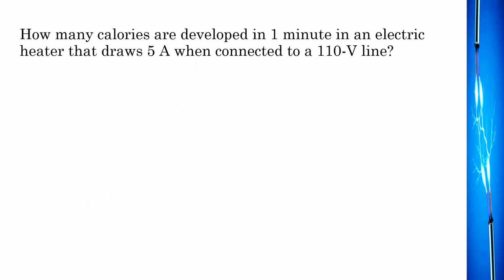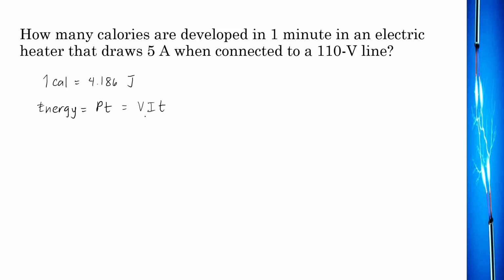Okay, now let's proceed to this one. How many calories are developed in 1 minute in an electric heater that draws 5 amperes when connected to a 110 volt line? Take note, the calorie is a unit of energy. Its conversion with respect to joules is 1 calorie equals 4.186 joules. To get the energy, I first get the energy in joules, which is power times time. Since the given are current and voltage, the power formula I will use is VI.